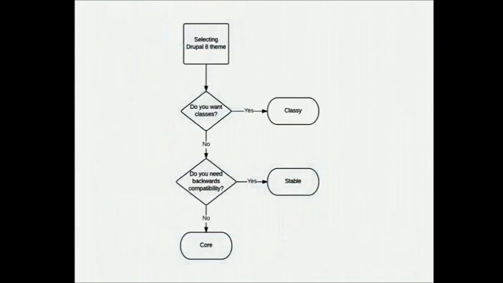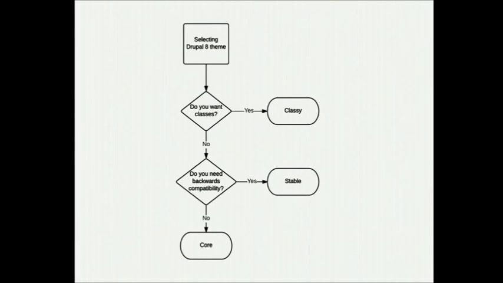So just to make it very clear, how should you be choosing the theme? If you want to have classes, by default, your option will always be Classy. If you don't want to have classes, then you have two options. You can either extend Stable or Core. Stable has backwards compatibility that Core doesn't have. So if you don't understand what the difference is, then you probably want to go with Stable.